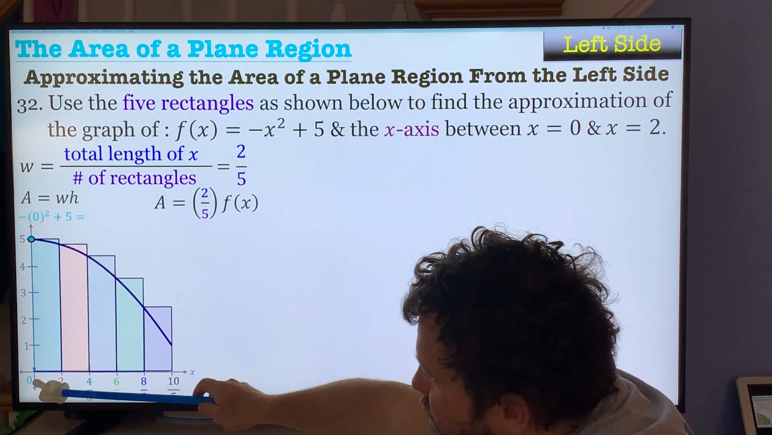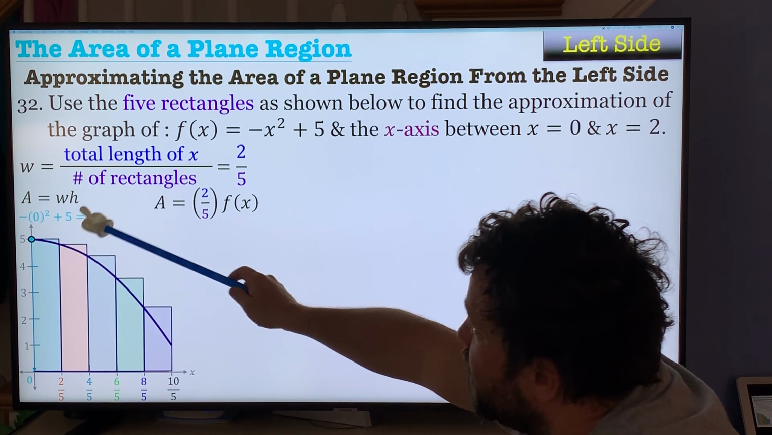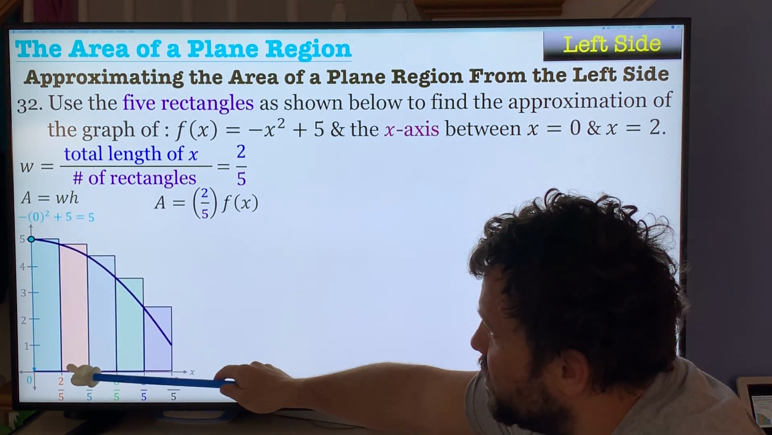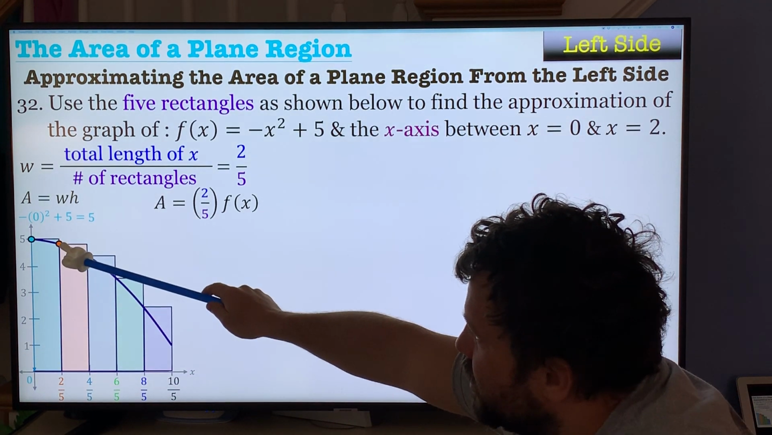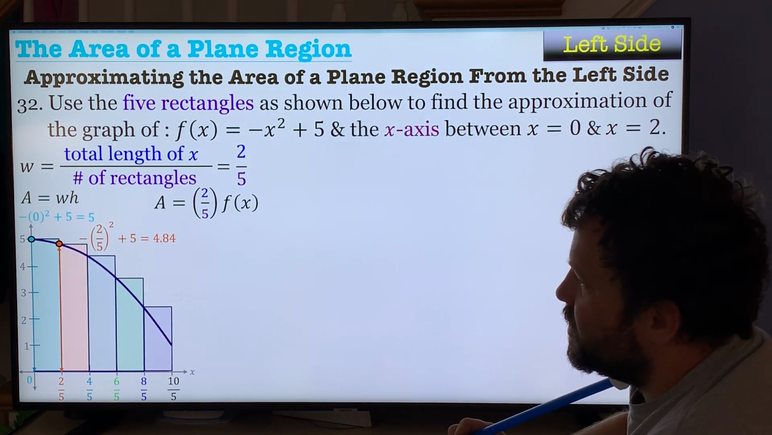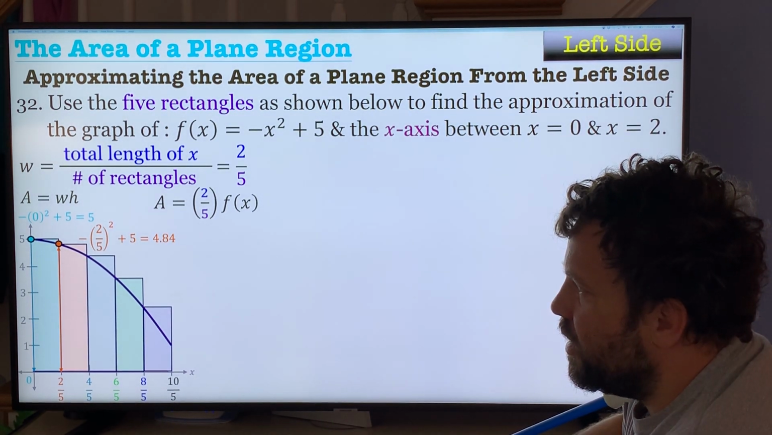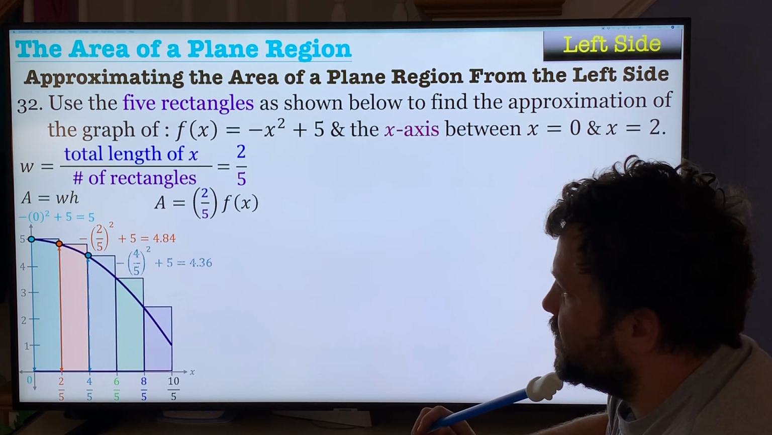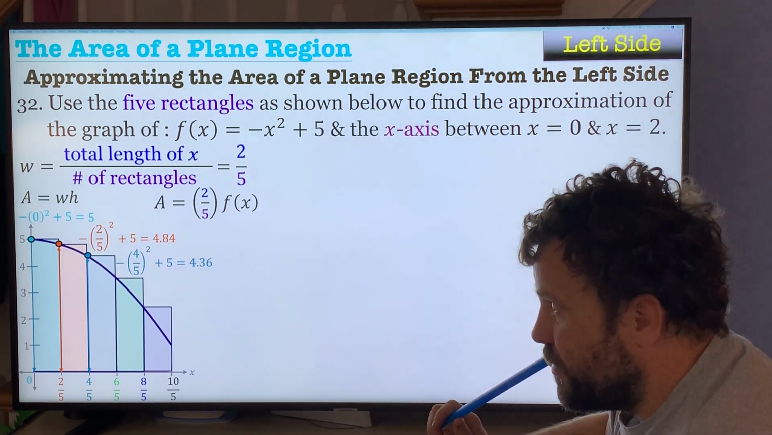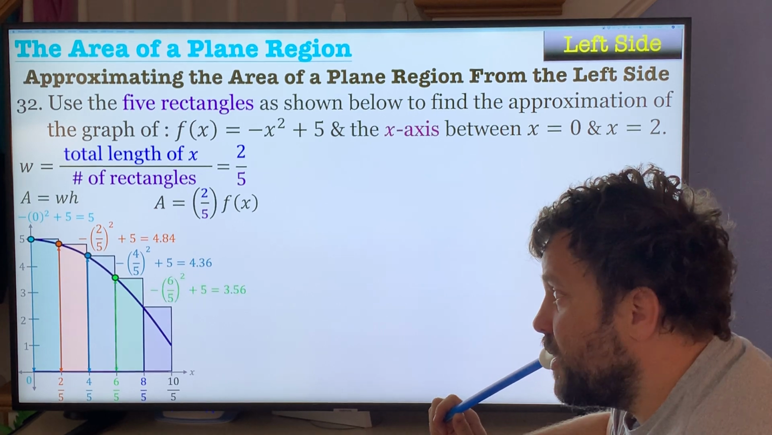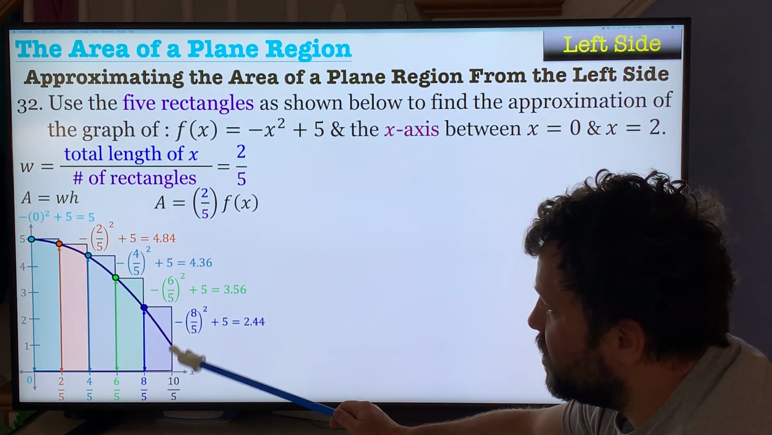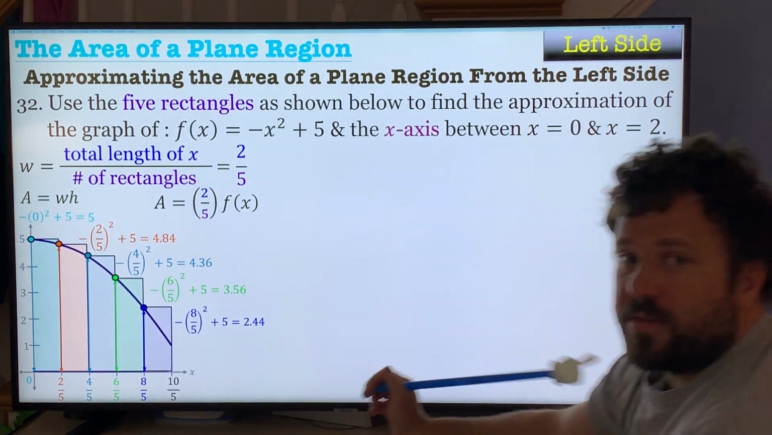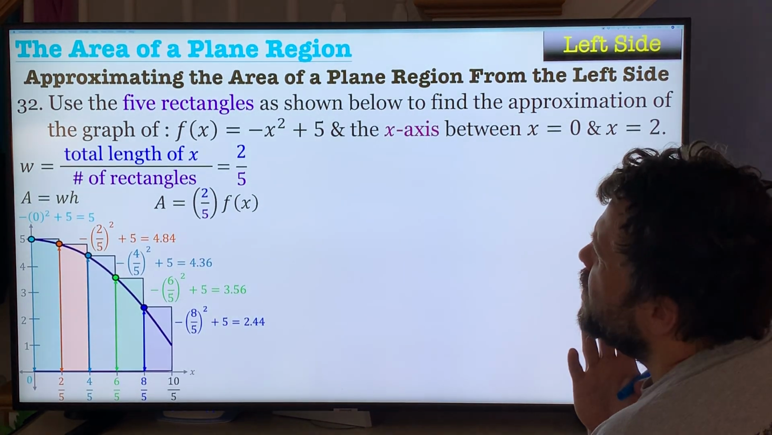So in this case right here, we use 0. 0 squared plus 5 is 5. So the height of that rectangle is 5. Height of this one, just like before: 2/5 squared plus 5 is 4.84. Then 4/5 squared, 4.36. Then 6/5 squared, and then finally 8/5. Notice we don't use this one right here because we're only using the left-hand sides of these rectangles. All right? So we have all the heights.